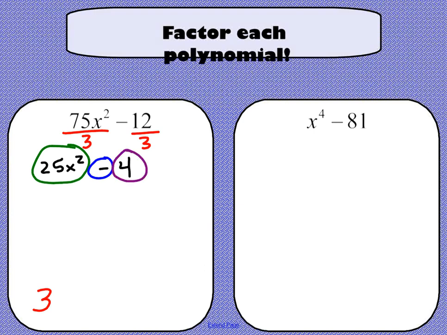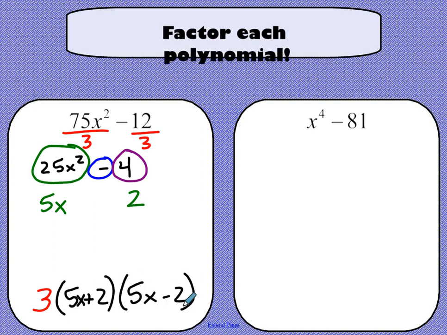So the square root of 25x squared is going to be 5x. The square root of 4 is 2. So I need to have a plus version or minus version, so I have 5x plus 2 and 5x minus 2. Let's go ahead and look at our next example.